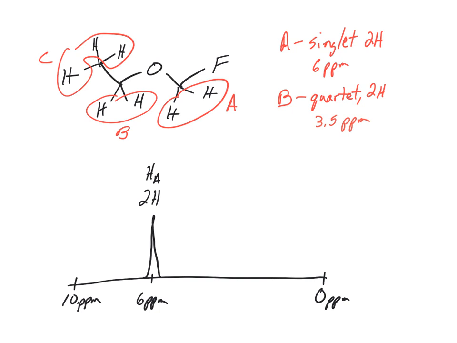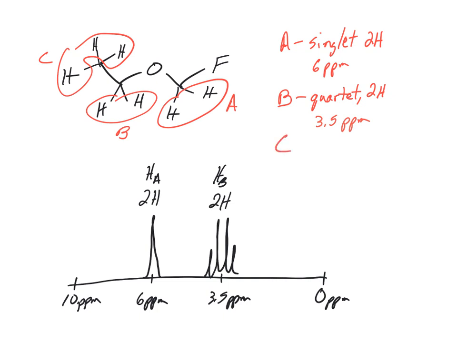And that's supposed to be a quartet, so what's that going to look like? So we'll say, okay, this is 3.5. This isn't perfect, but I'm not asking you to be perfect here. Quartet worth 2 H's, and that represents HB. Nice. All right, the last one, so C.